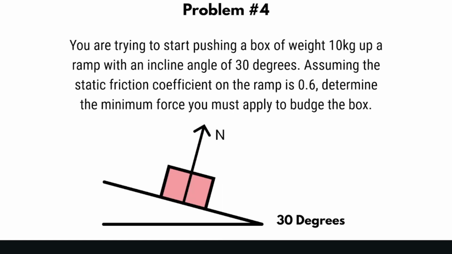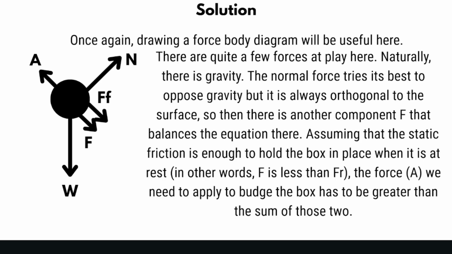Okay, now we have problem number 4. You're trying to push a box of weight 10 kilograms up a ramp with an incline angle of 30 degrees. Assuming the static friction coefficient on the ramp is 0.6, determine the minimum force you must apply to budge the box.